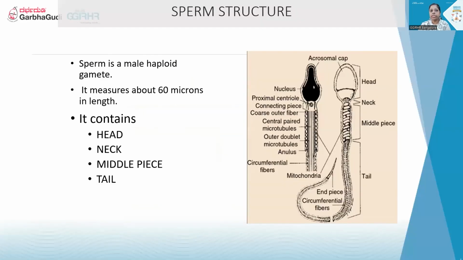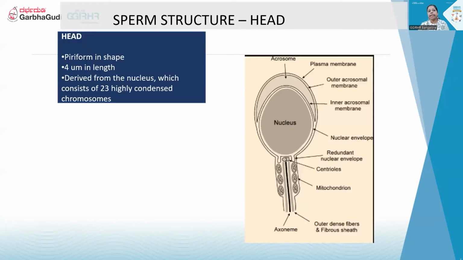Coming to the sperm structure, sperm is a male haploid gamete. It measures about 60 microns in length. It contains a head, neck, middle piece and tail. The head is pyriform in shape, 4 micrometers in length, derived from the nucleus, which consists of 23 highly condensed chromosomes.